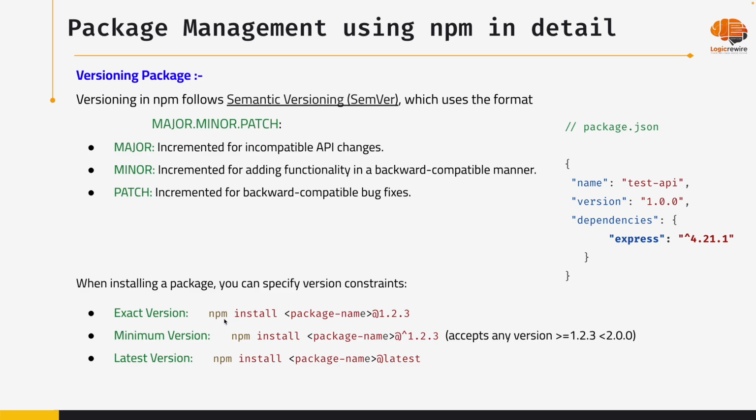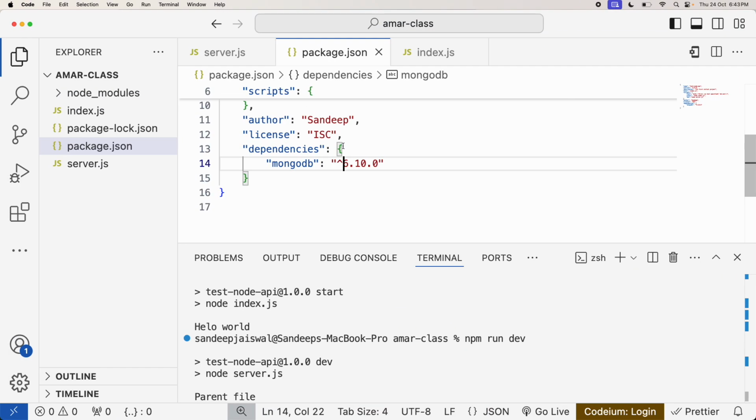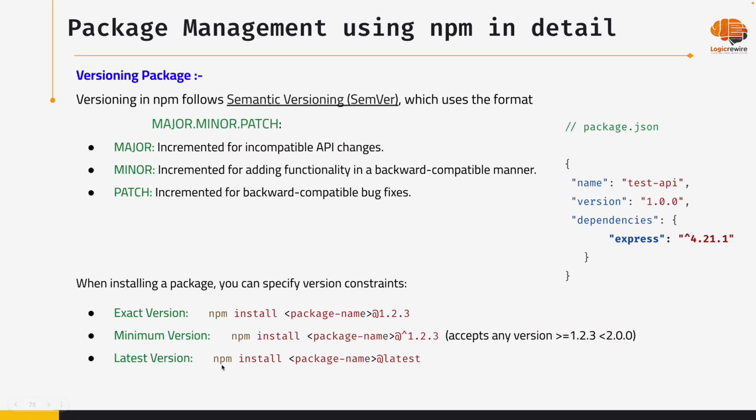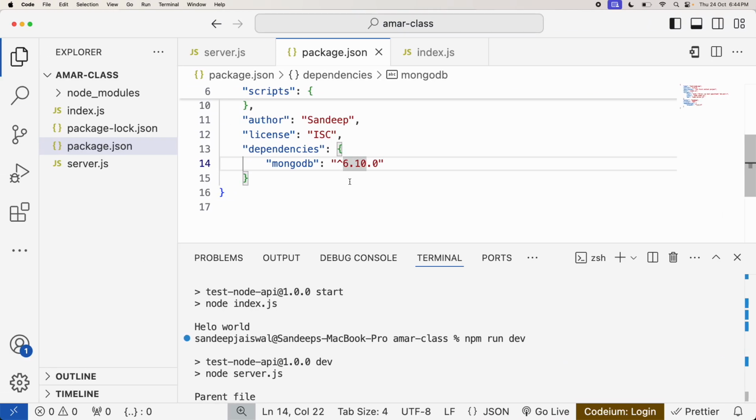But if I don't want even small changes and I want the exact same version, then just write 1.2.3. No need to write any tilde. Tomorrow, let's suppose MongoDB brings the change 6.10.1; that will not be installed here because I'm giving 6.10.0. If I give the tilde, it will take those minor changes and all. And the latest version, let's suppose, why is this required?